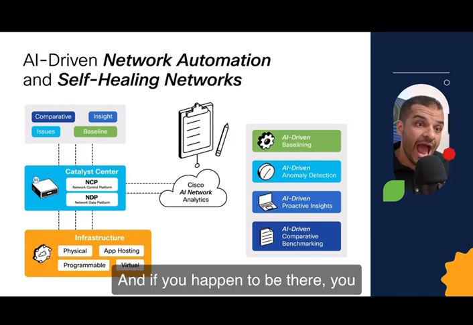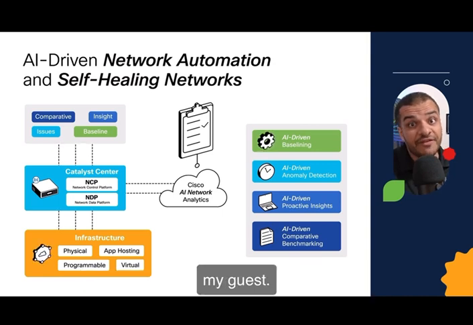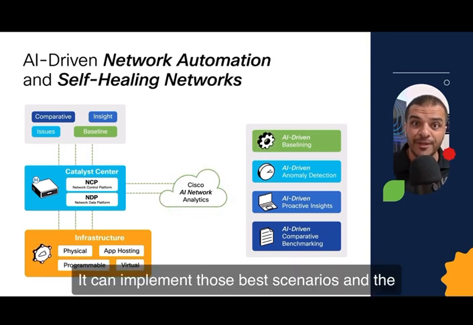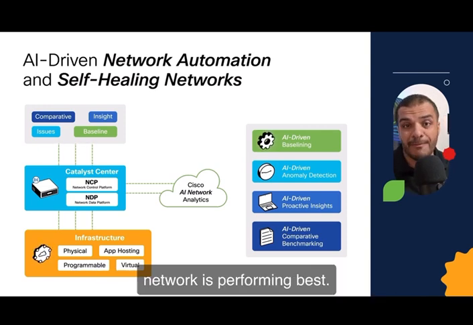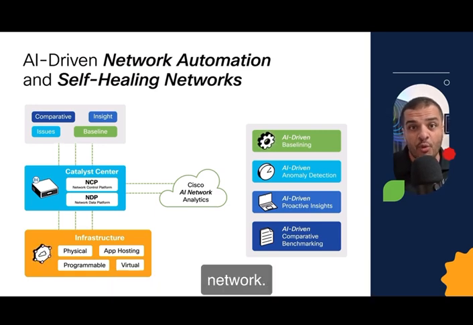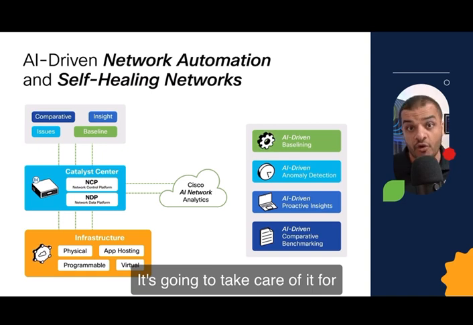And if you happen to be there and you want to choose from these actions, well, be my guest. If not, then it can actually heal the network for you. It can implement those best scenarios and actions for you to make sure that your network is performing best. It's a closed loop cycle. That's why we call this a self-healing network. Problem happens, don't worry. It's going to take care of it for you.